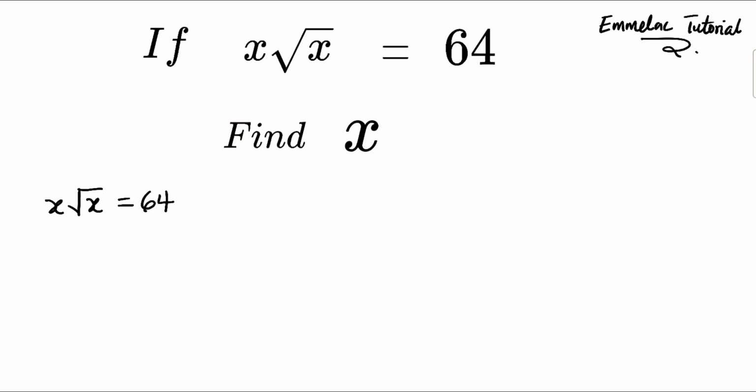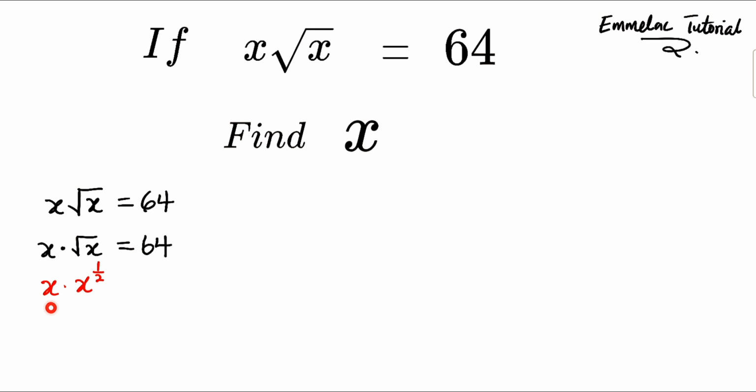Now take note that the root of x can be expressed as an exponent, but before that, take note that this is just the same. The whole of this is the same as x times the root of x, then equals 64. Let's change this to an exponent, so this becomes x times x raised to 1 over 2.